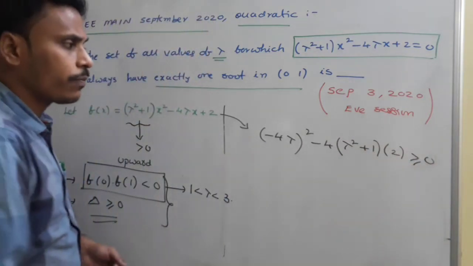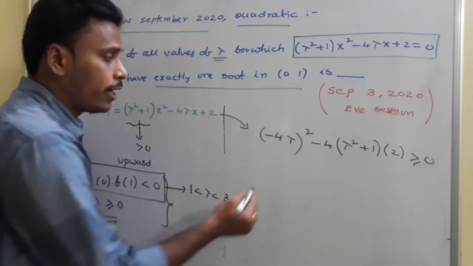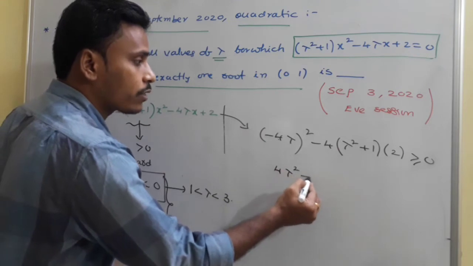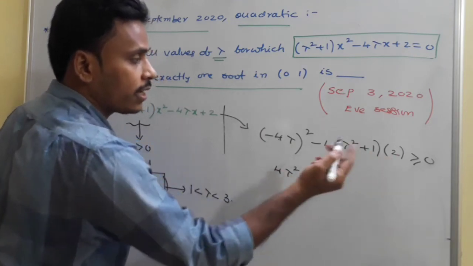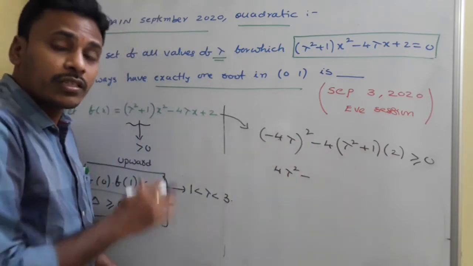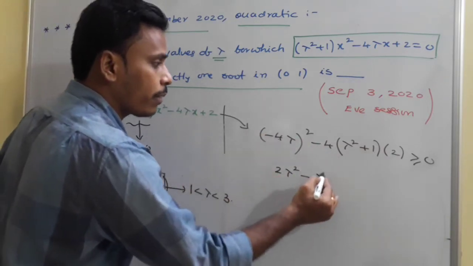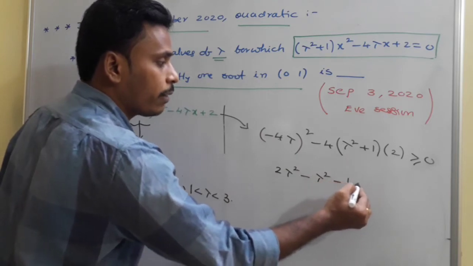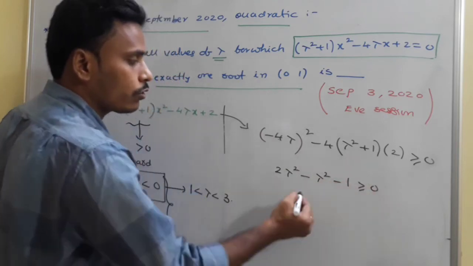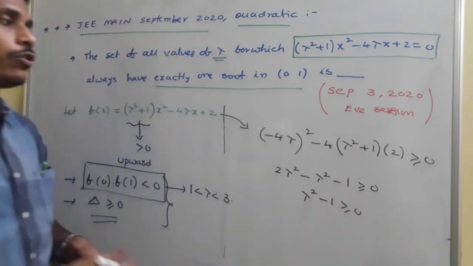Try to simplify it. So how can we simplify? This is 4 and this is 4 square, which is 16. So just eliminate one 4. Then you have 4 lambda square minus, just think about it, this is 16 actually. Here 4 into 2 is 8. Just remove 8, so you will get 2 here. So 2 lambda square minus lambda square and then minus 1 is greater than or equals to 0. And this is what? Lambda square minus 1 greater than or equals to 0.